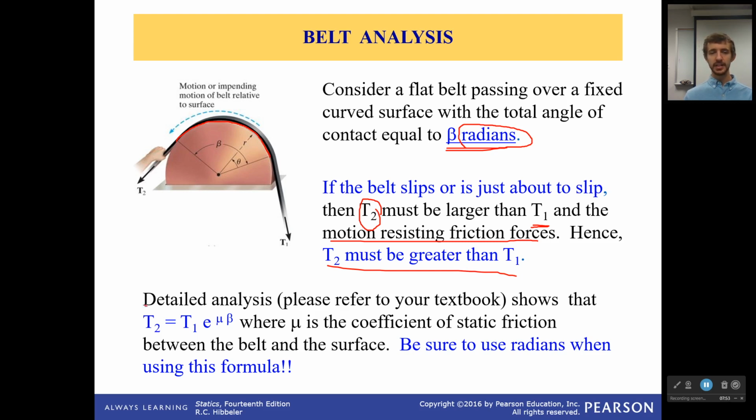Now there is a very detailed analysis of how we get to this next equation. Just take it at face value for now. It is not a fun one to do. But what you can do is you can see that T2 is going to be equal to T1 times the exponential of the coefficient of friction times the number of radians that they're in contact. And as I said before, always radians.